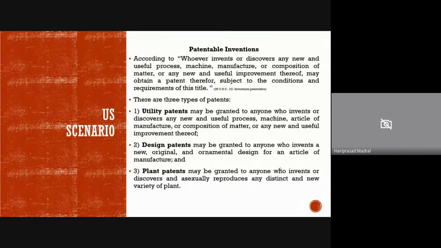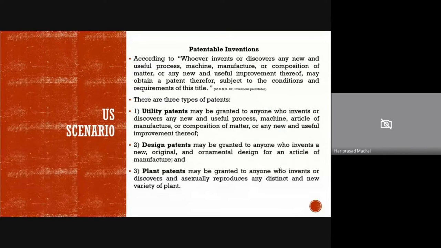Here these things are important. Whenever the definition says useful, it has to have industrial application. Without the utility of the product or idea, it cannot be patentable. We'll see the conditions of patentability in the next slide, but we'll continue with the definition now. A useful process, machine, manufacture, or composition of matter. If someone invents any of these and it is new, or it is a useful improvement of the previous one, there should be an improvement in the existing process, the existing machine, or the existing manufacturing method. Then only it can be considered for a patent.